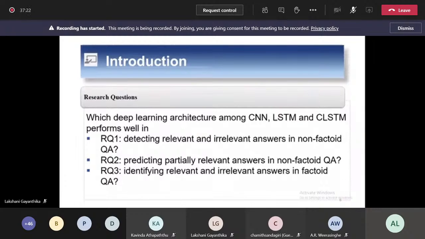Through the second one, we find partially relevant answers in non-factoid QA. We considered this as a separate goal because the previous researchers have failed to identify this category with higher accuracies. As the third research question, we are finding irrelevant answers in factoid question answering systems.